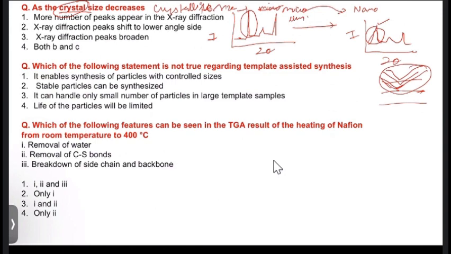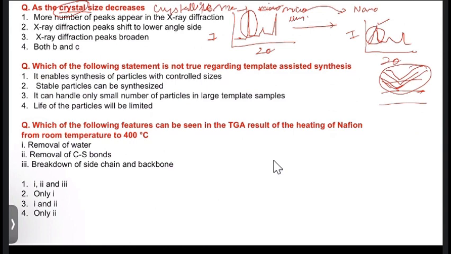Which of the following statements is not true regarding template assisted synthesis? It enables synthesis of particles with controlled size. Stable particles can be synthesized. Third option, it can handle only a small number of particles in large template samples. Or fourth option, life of the particle will be limited.